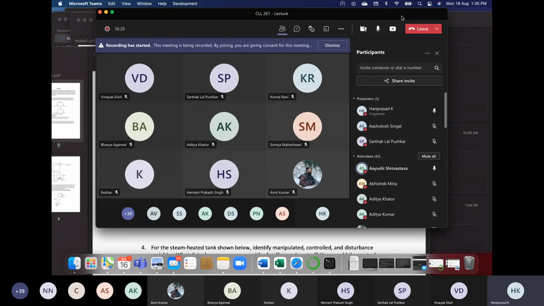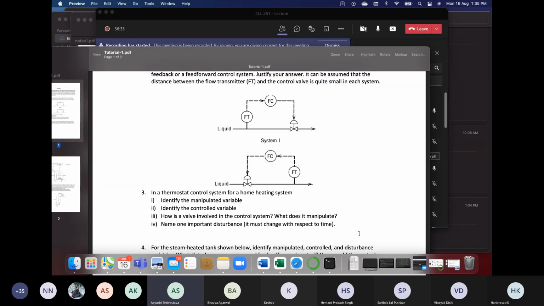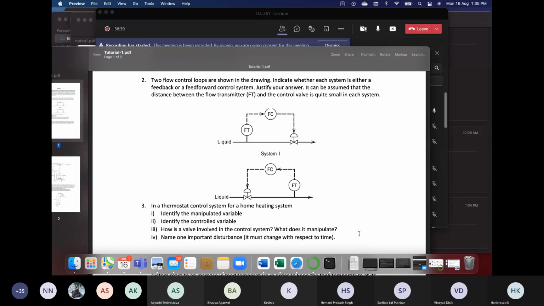Is that fine? Yeah. So I have this question: what is the significance of that last line, that the distance between the FT and FC is less? Okay, this is just to make sure that this sensor is placed close to the control valve, so that the flow measured left of the control valve and right of the control valve may not have a big difference. Got it?